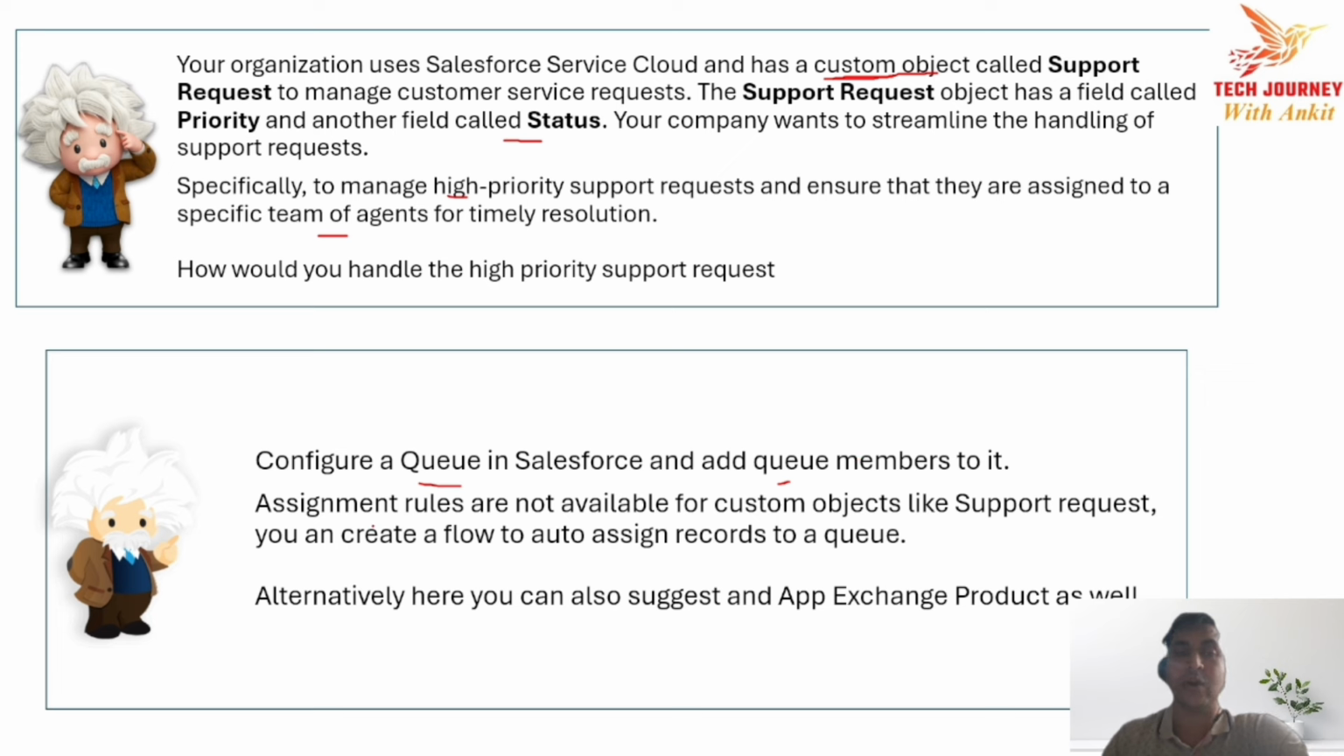As I said, this is a custom object. You cannot go and write assignment rules. When I ask this type of question, people generally jump directly into assignment rules. But do remember that assignment rules are not available for the custom object. They are only available for standard objects like case. So what you will do to make sure the request is assigned to the high priority queue is take the help of a record triggered flow. As soon as the record is created, you will check the priority, and in case the priority is high, you assign it to the high priority queue that you have created.